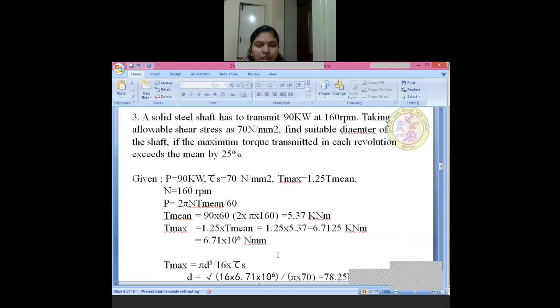Next, the next problem. A steel shaft has to transmit 90 kilowatt at 160 RPM. Taking the allowable stress as 170 Newton per mm square, find the suitable diameter of the shaft. The maximum torque transmitted in each revolution exceeds the mean by 25%.